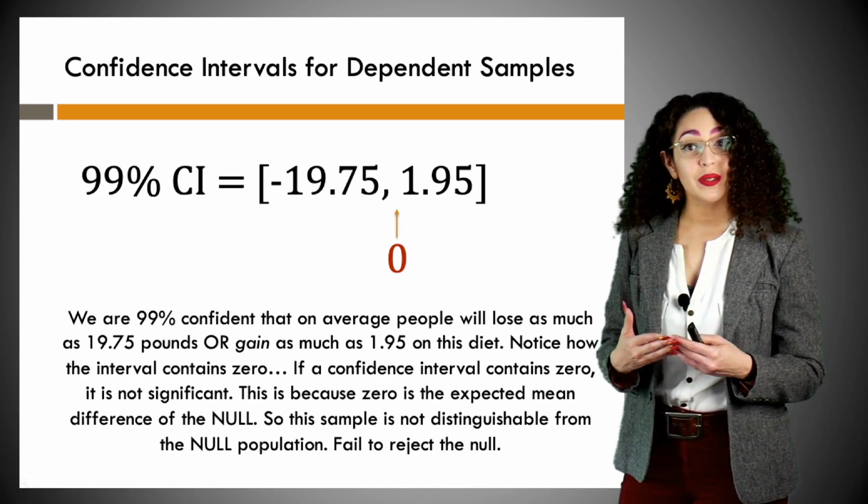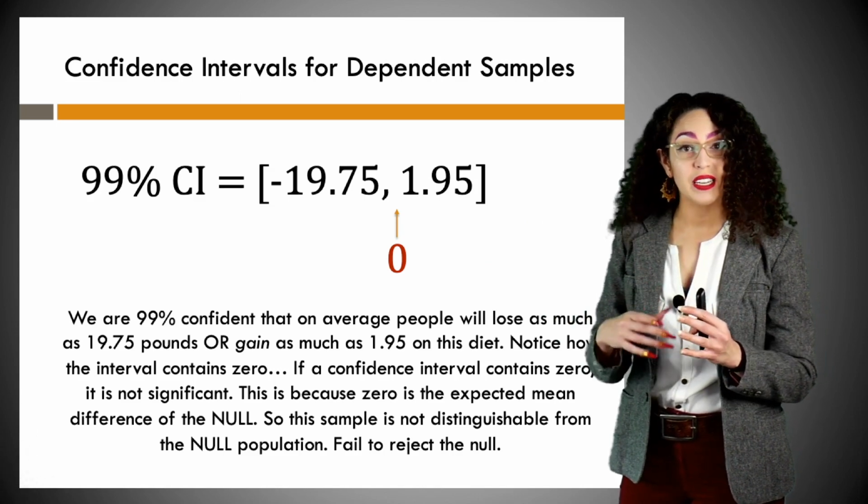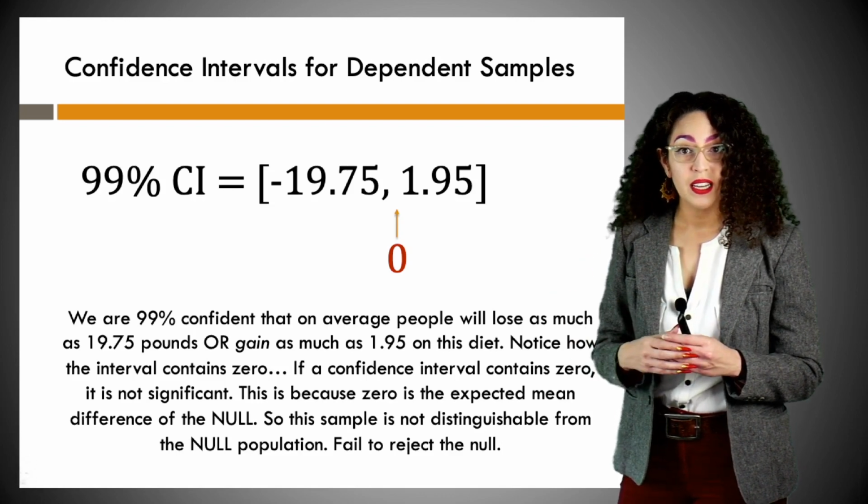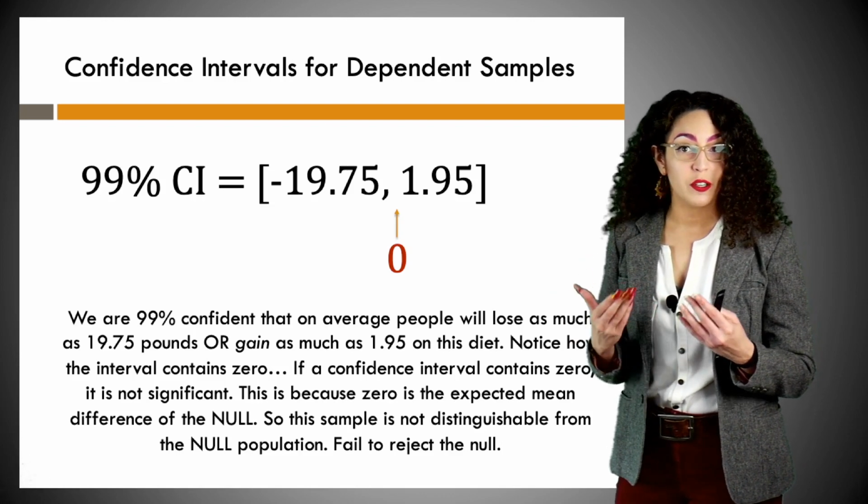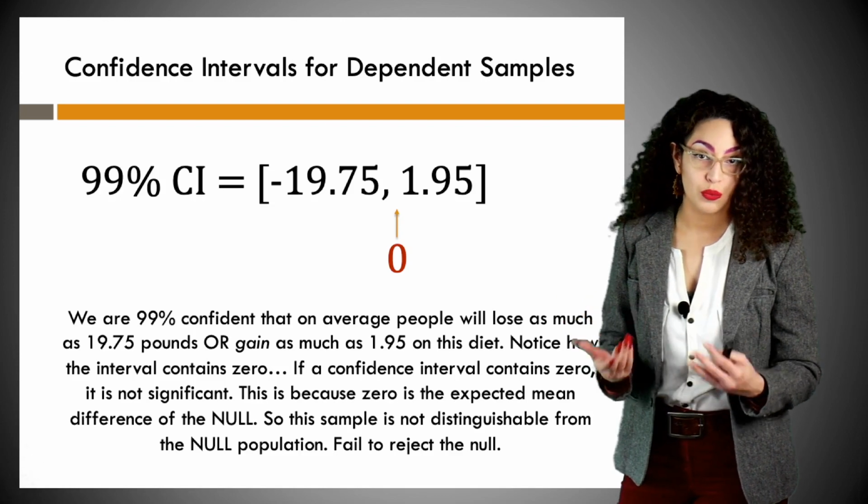This is because 0 is the actual expected mean difference under the null hypothesis. So this sample is not distinguishable from the null population. Thus, we fail to reject.